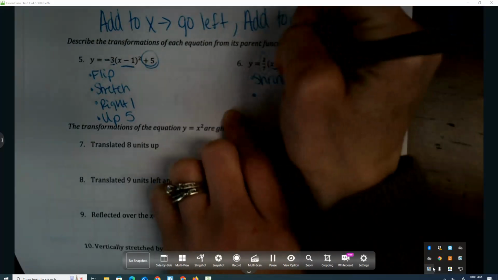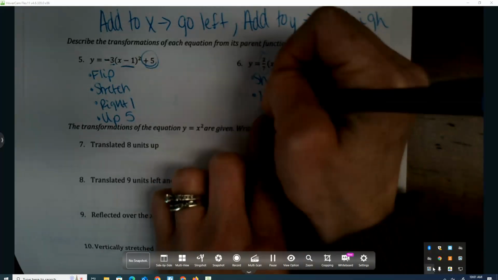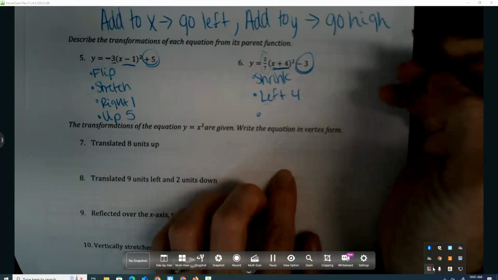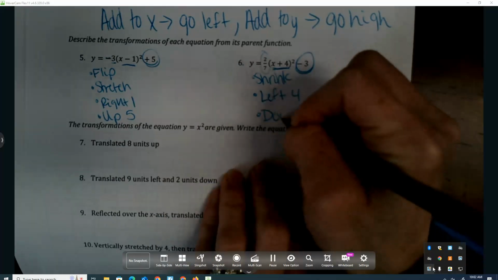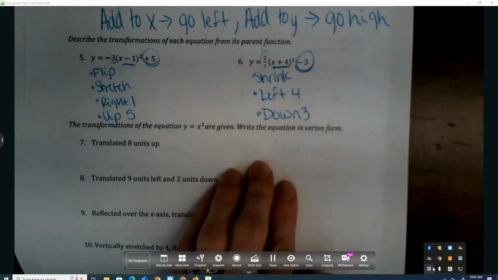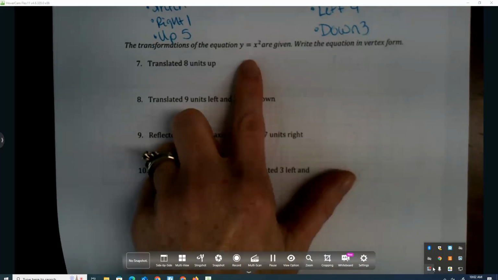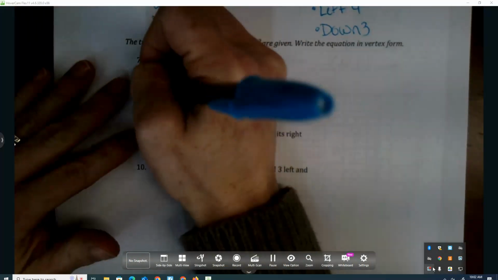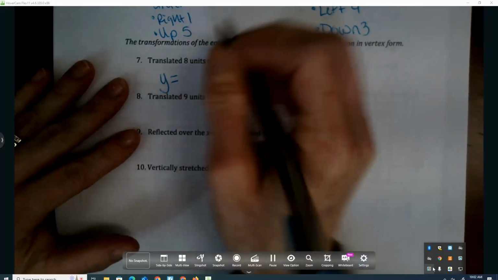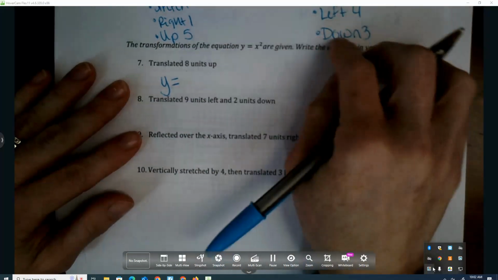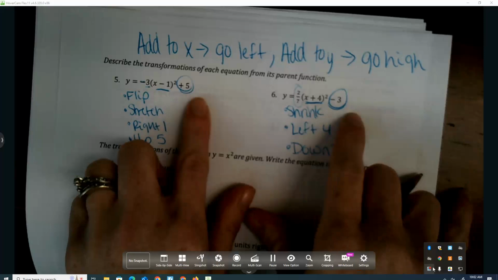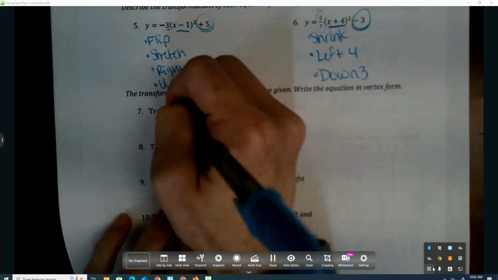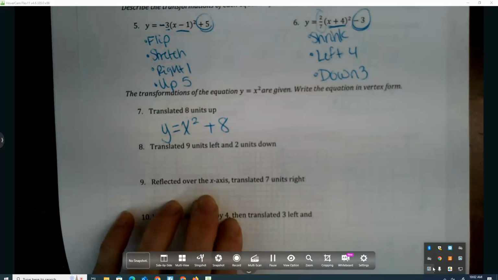Okay, I added 4 to my x. If you add to the x, you go to the left. So left 4. This -3 on the end would take my graph down 3. Okay, the final ones. I'm telling you, use the equation y equals x squared and write your new equation. If you go up and down, if we look up here, use these equations to help you. That was tacked on to the end. So if I'm going to go up 8, it's just x squared, and we put a +8 on the end.